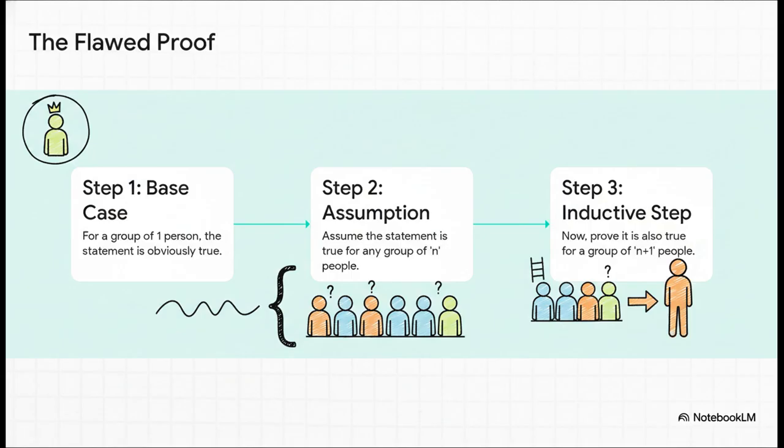This is the classic three-part setup for an induction proof. Step 1, the base case. For a group of just one person, our statement is true. Of course it is. Step 2 is the assumption. We're just going to assume the statement is true for any group of size n. And then step 3, the inductive step, we'll try to prove that if it's true for n, it must also be true for a group of n plus 1.